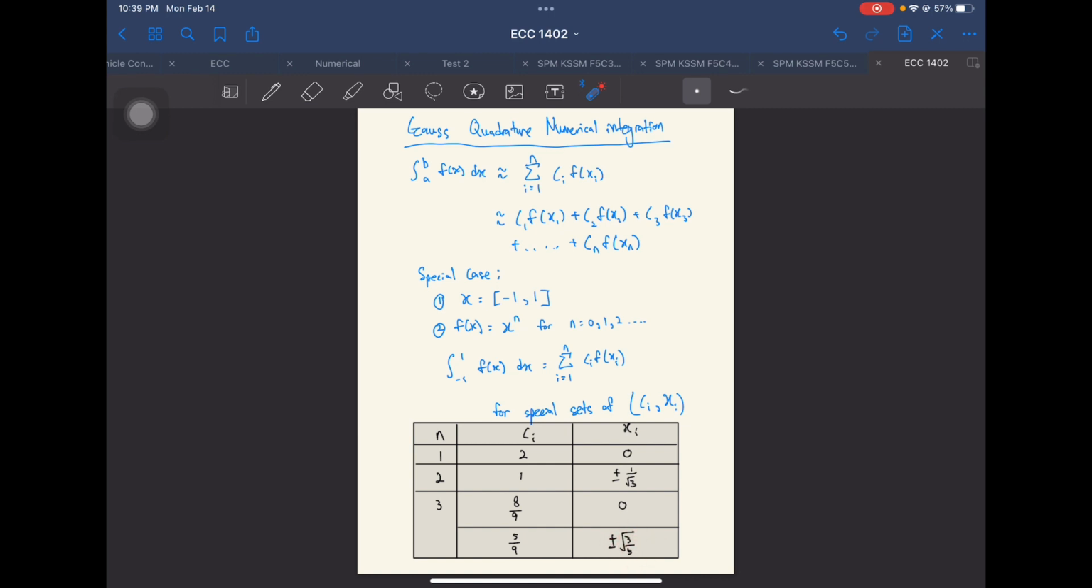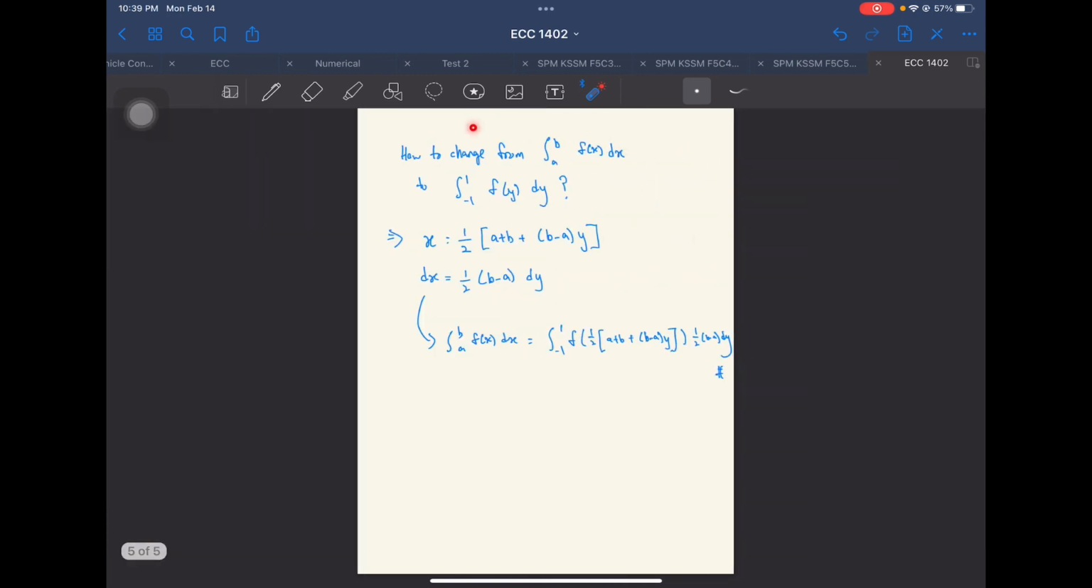Okay, talking so much, you might wonder, if you are given a function, limit, area under the curve of limit a to b and f(x), how do I change it to a limit of -1 and 1 in this form, where you can use the Gauss method? Okay, so here is the formula, where if you are given this a to b, the limits, and f(x), the x, you can just sub in the a and b here.